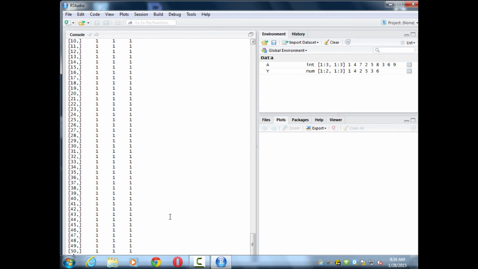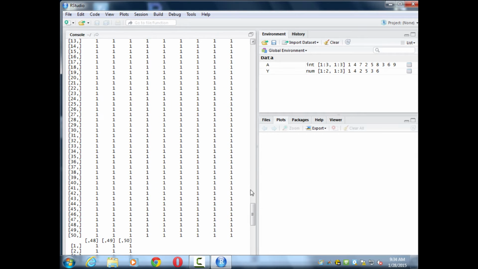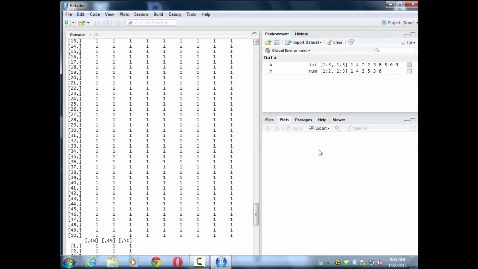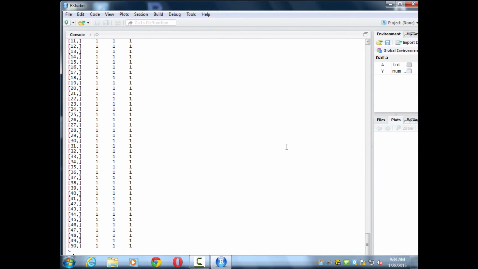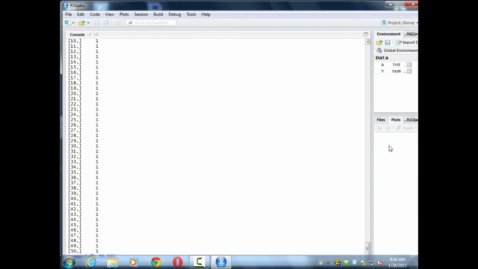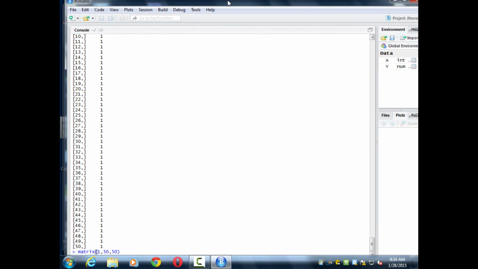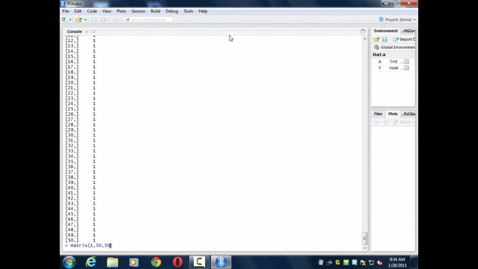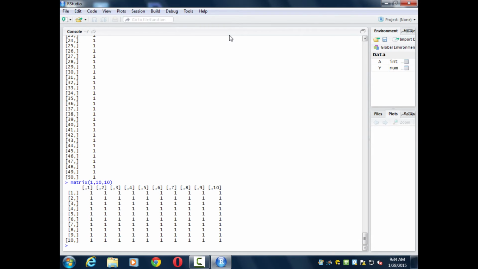It's a little tricky to visualize here. Maybe I stretch this console a little farther. Okay, so maybe for the effect of visualization, let me construct a 10 by 10 matrix with all ones. Okay, so we can do that by using the command matrix.